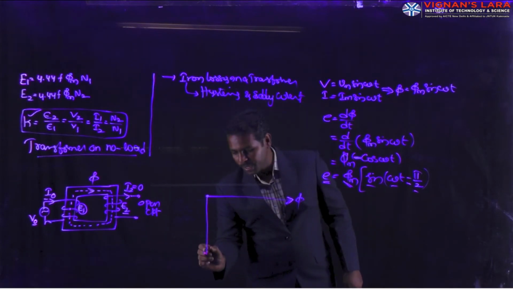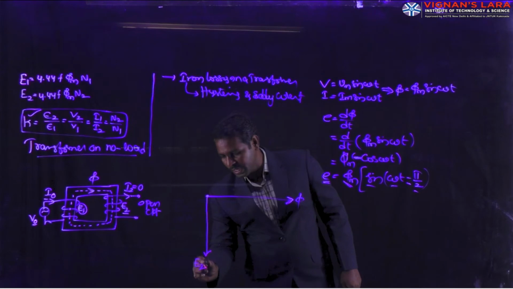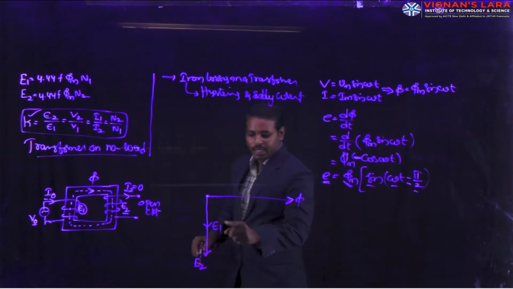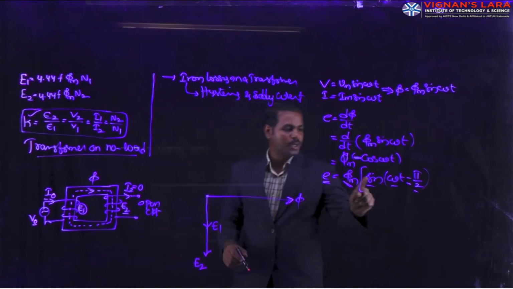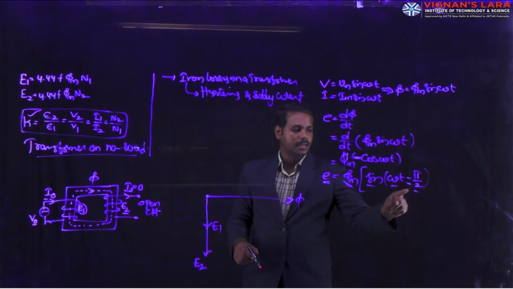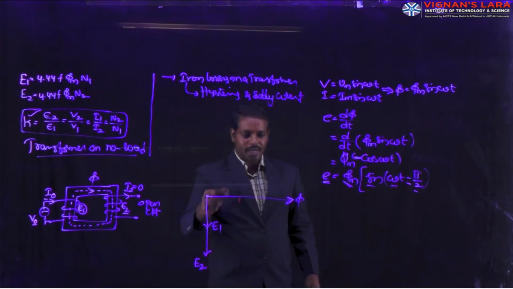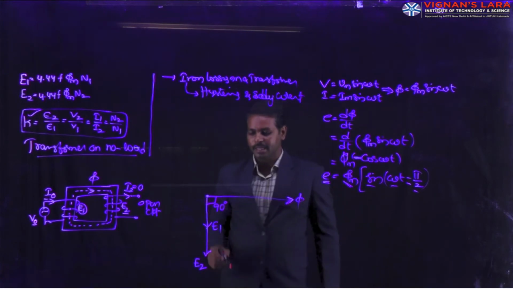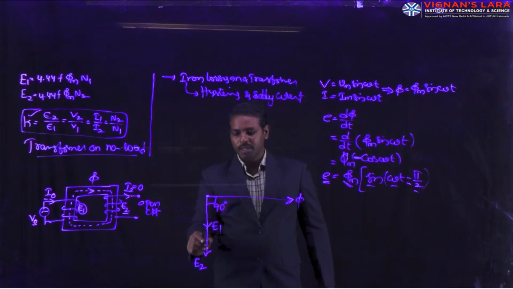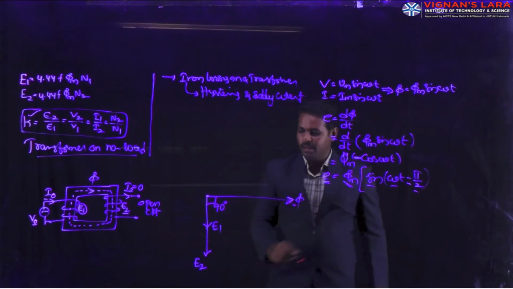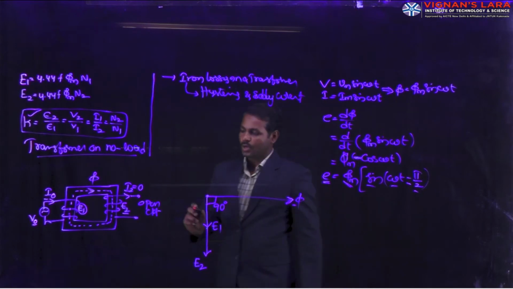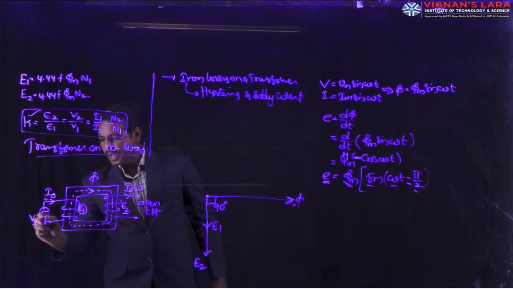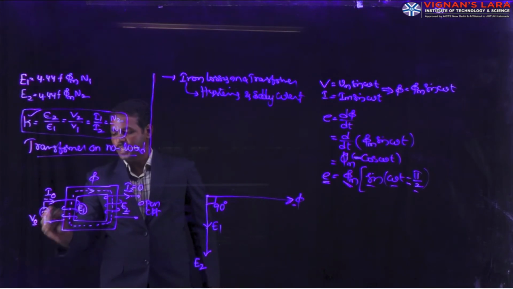Based on the magnitudes, that is E2, otherwise E1. So E1 and E2 are always equal to phi m into sin of omega t minus 90 degrees. So E1 and E2 always lag the flux by an angle of 90 degrees. Whenever the EMF is induced in a primary winding, it is always opposed to the main cause of producing it.